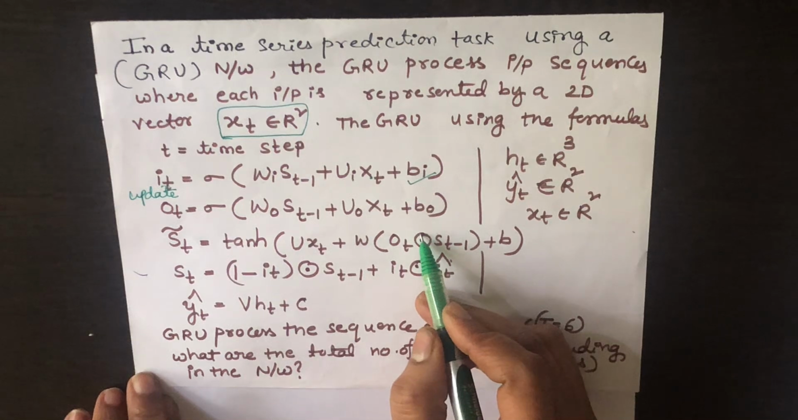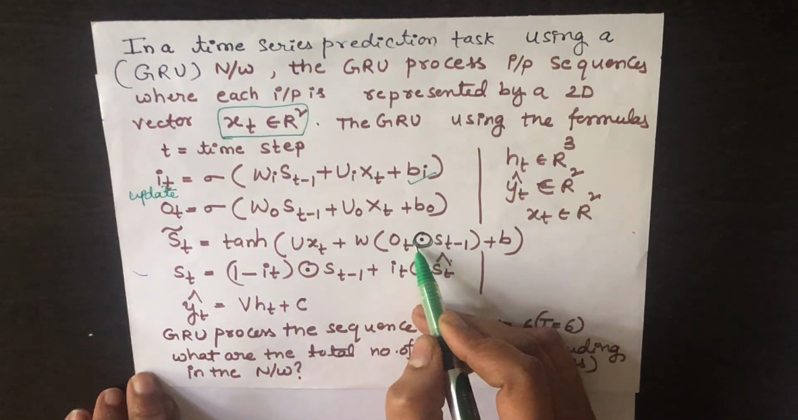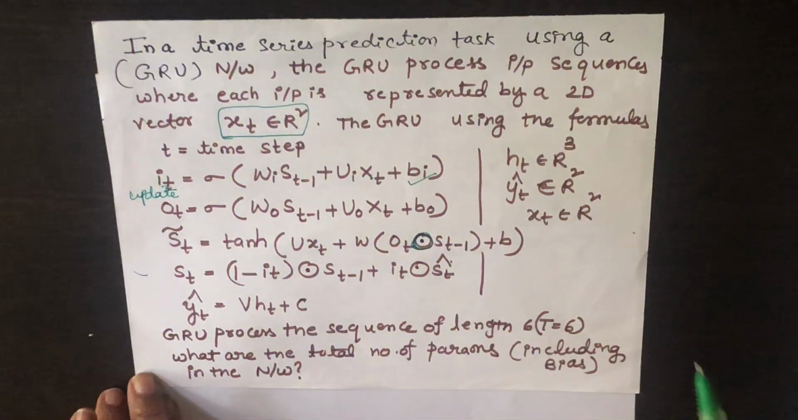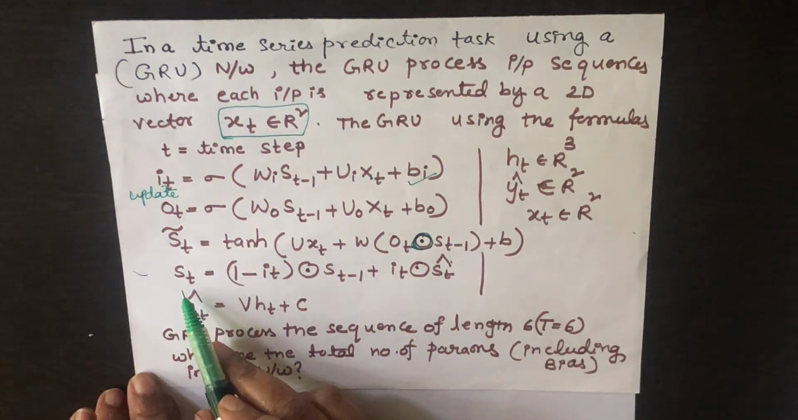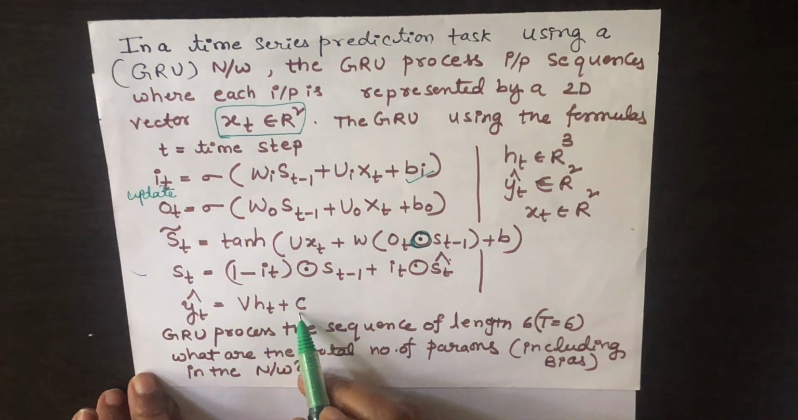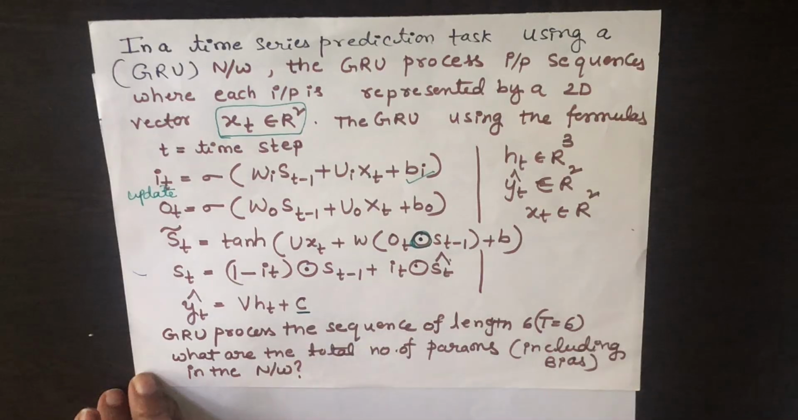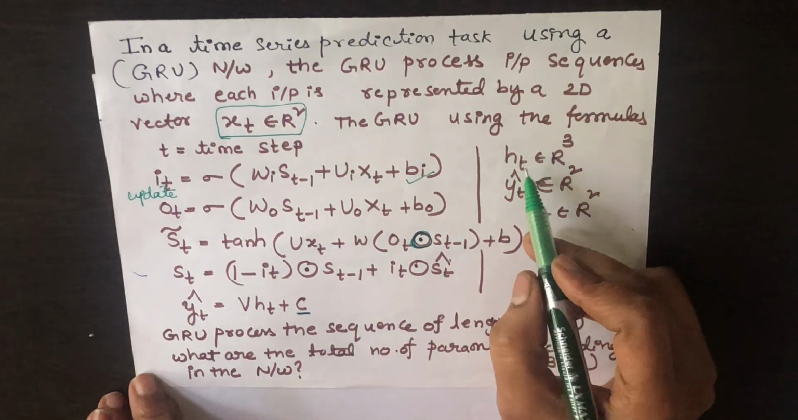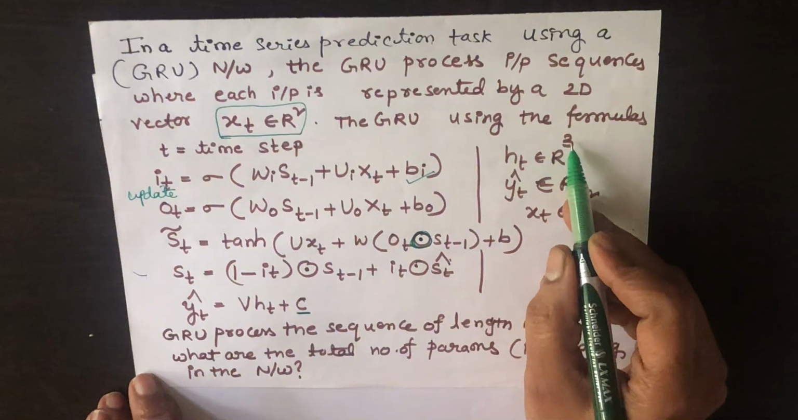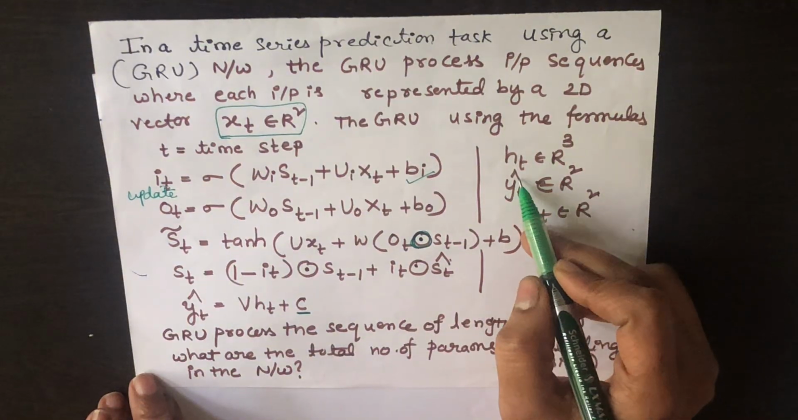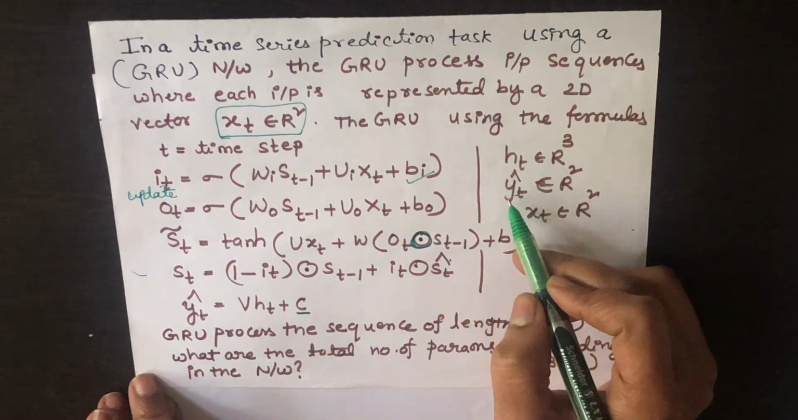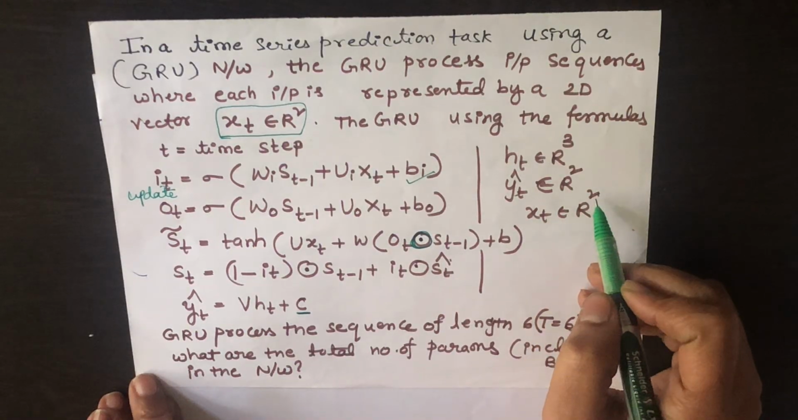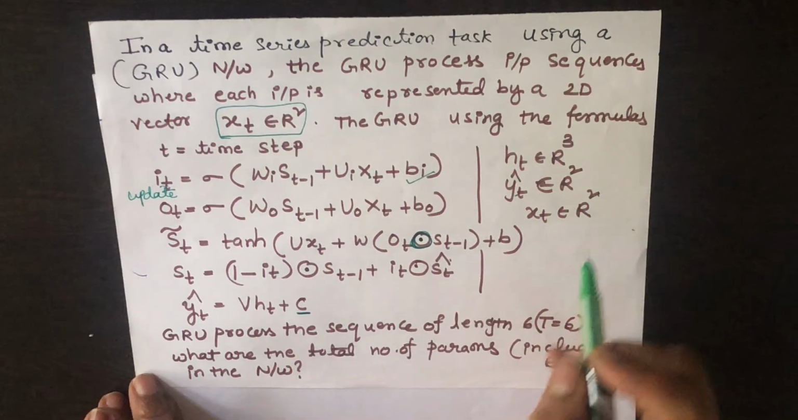The dot is the element-wise multiplication, the Hadamard product. y hat equals V times ht plus c, where c is the output bias. So here they gave the dimension of ht as R³, a three-dimensional vector. The output y hat of t of this complete GRU is R², and the xt input vector dimension is two-dimensional.